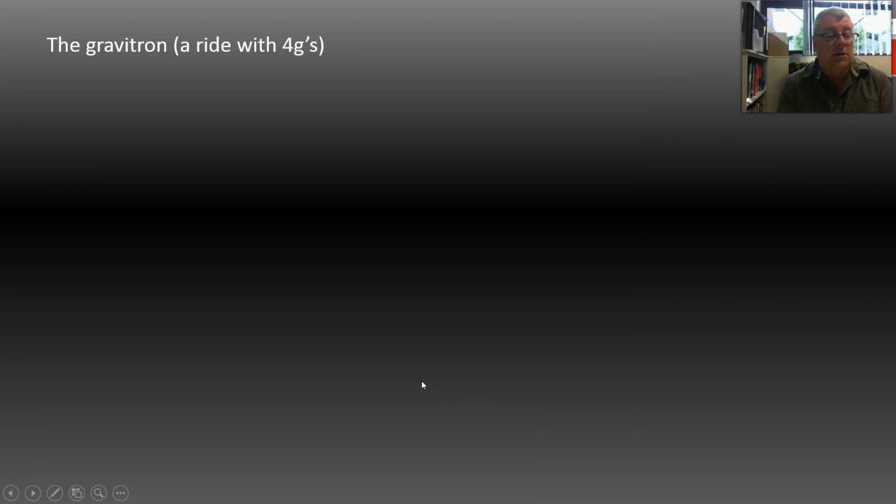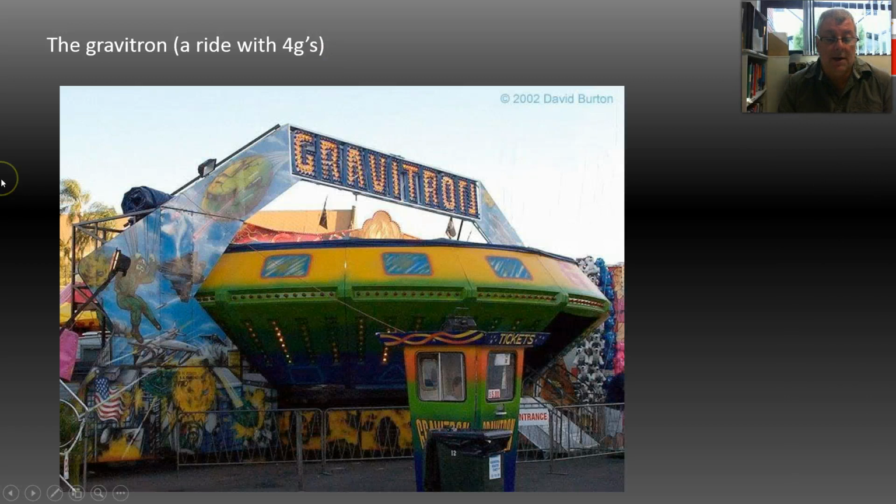Now, just another little example, but a little bit of preamble beforehand. A gravitron. Some of you may have been on a gravitron. It's a ride that you find at some fairs and theme parks. You can experience up to 4 Gs on it. The outside looks like that. I don't think they've had one at the Launceston show for a while, but it can occasionally tour.